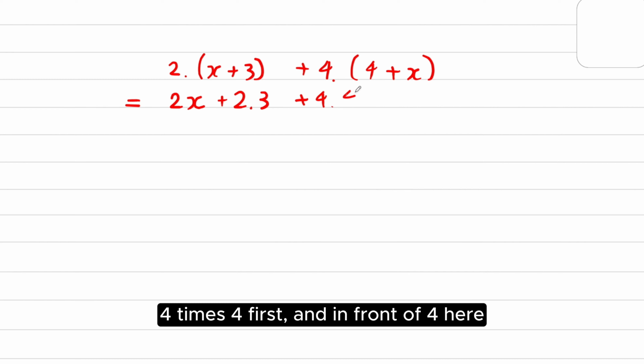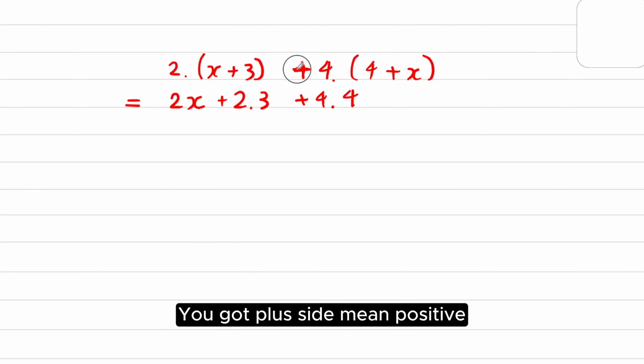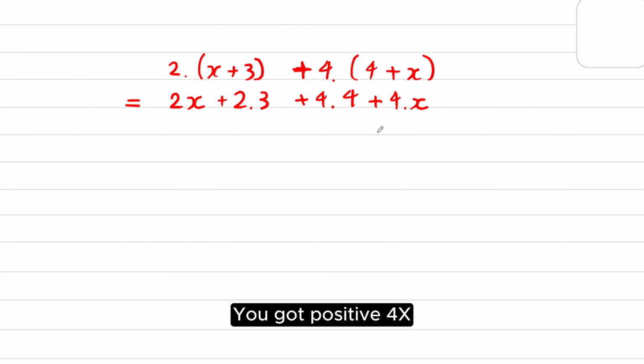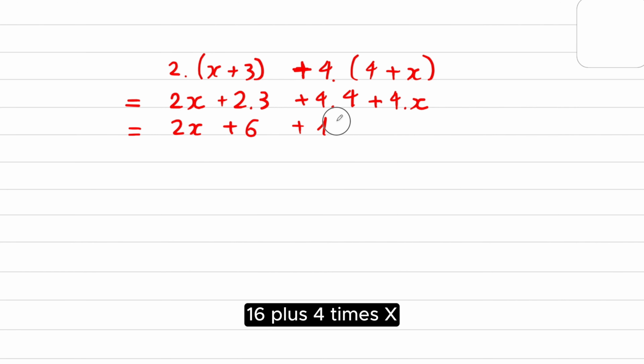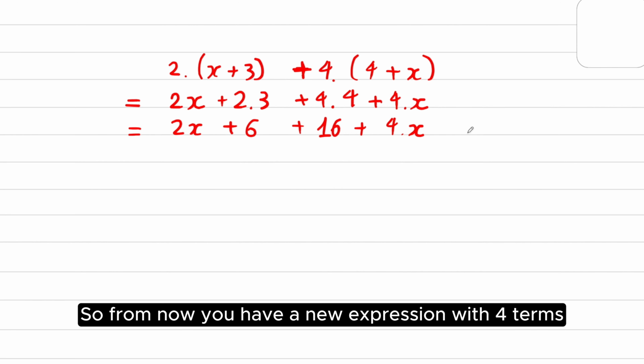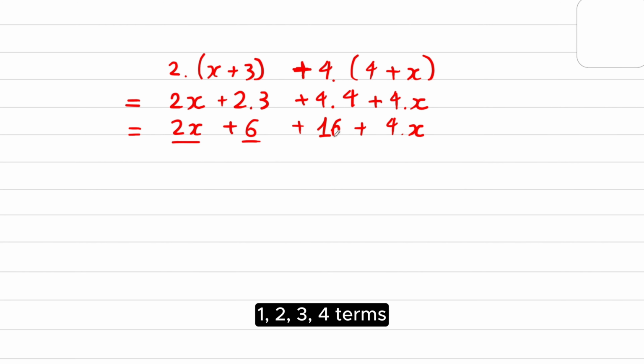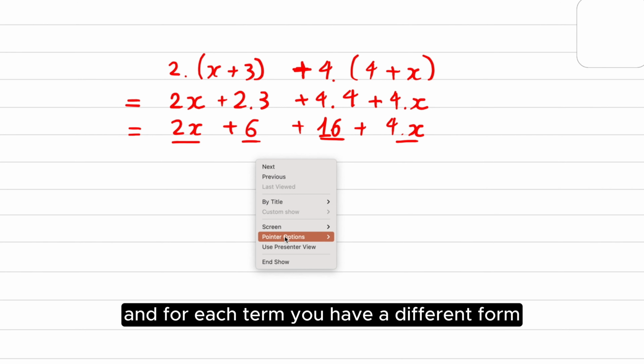4 times 4 first, and in front of the 4 here you have a plus sign, which means positive. So positive times 4x is the same thing, you get positive 4x. After that you make it simpler by calculating 16 plus 4 times x. So from now you have a new expression with 4 terms. 1, 2, 3, 4 terms, and each term has a different form.